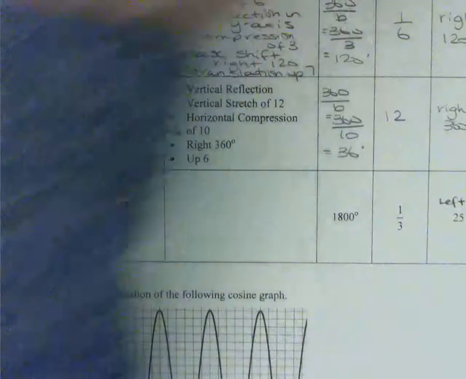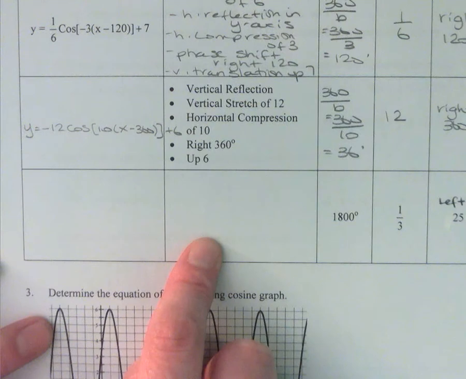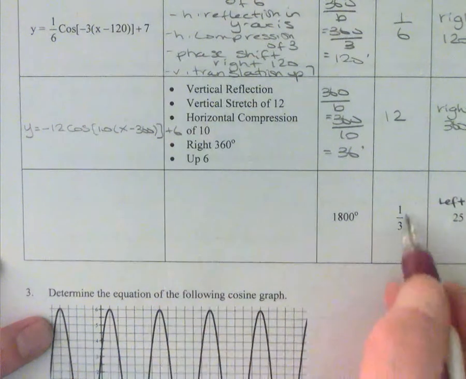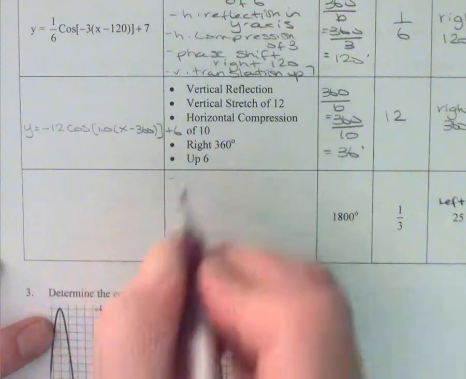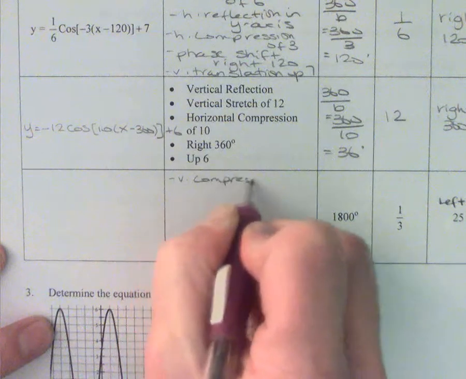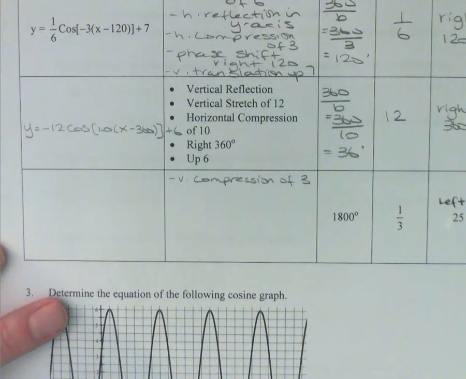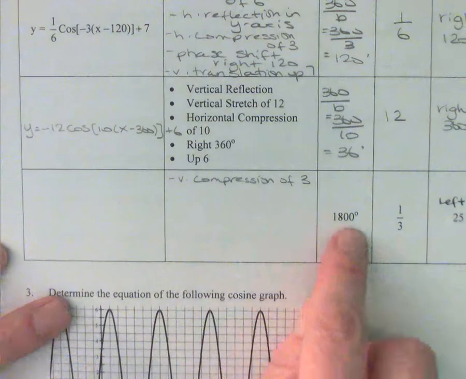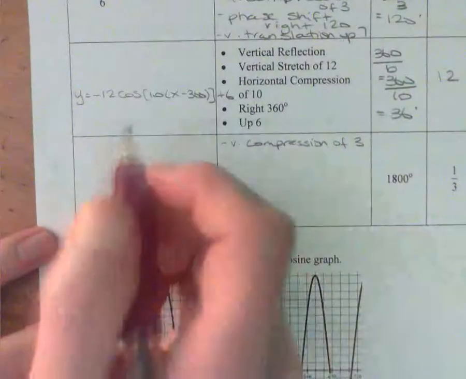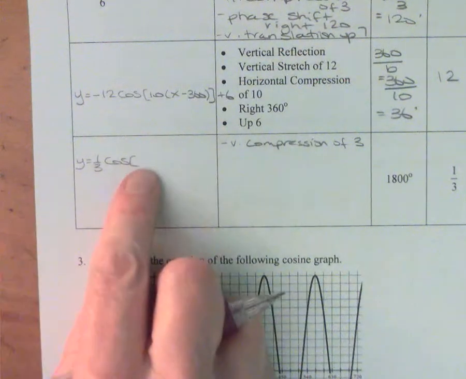Okay, in this case, they've done all the work for me. I need to come up with the other stuff. So if I look, my amplitude is there. So it says there is a vertical compression of 3. Now I need to know whether there would be a horizontal stretch or not, or compression. So I need to take my period and figure that out. So far I've got y is equal to 1/3 cos, but I need to know what goes there.